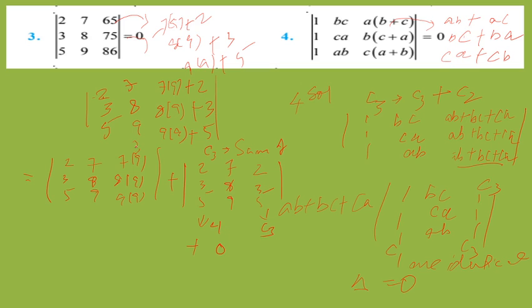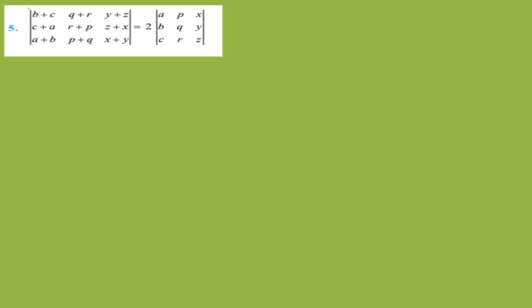And here the 9 is common, let me erase this. I will take 9 outside. So 2, 3, 5, I get 7, 8, 9 and again 7, 8, 9. So this column 2 and column 3 are identical, so you will get 0 plus 0, so the answer is 0. I hope you understood this. We'll have a fifth question here. After this we will end this question.